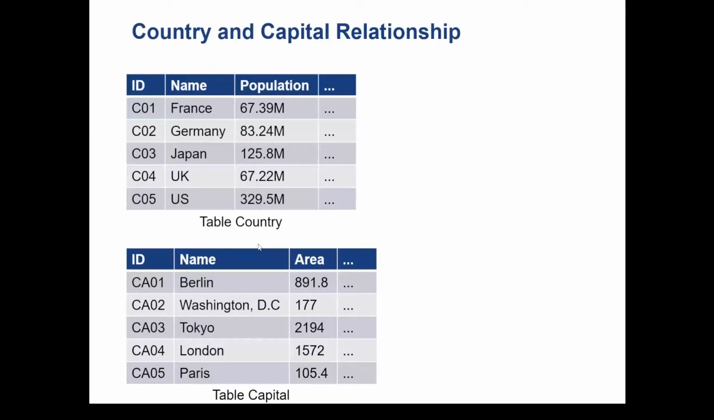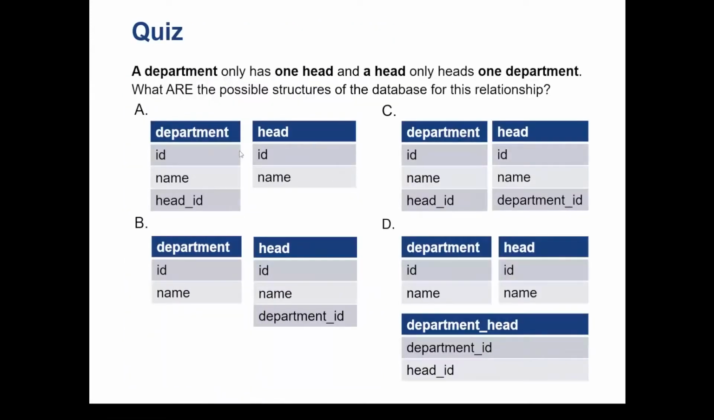So in this video, I have shown you two solutions to implement the one-to-one relationship in a database. In order to test your knowledge, there's a quiz over there. A department only has one head, and a head only has exactly one department. What are the possible structures of the database for this relationship?